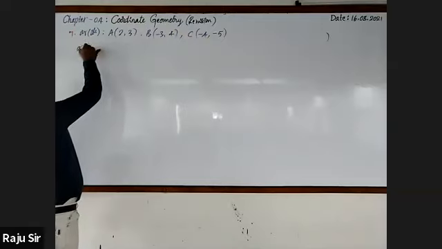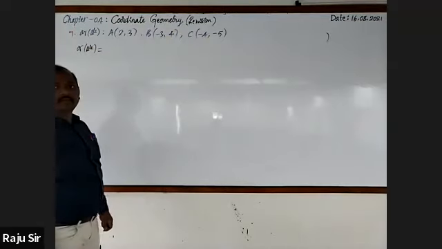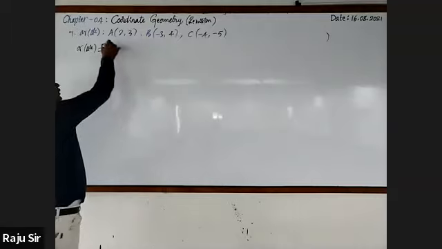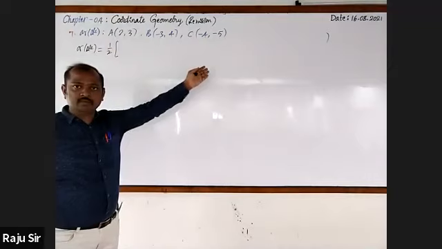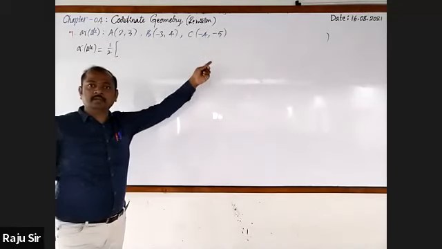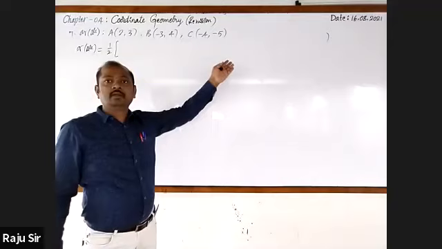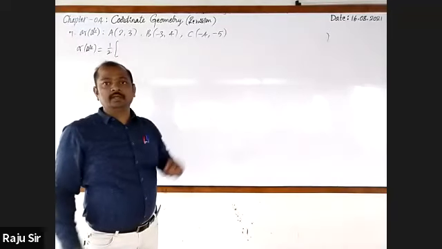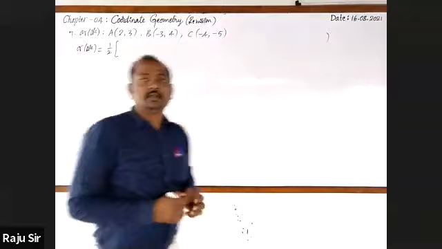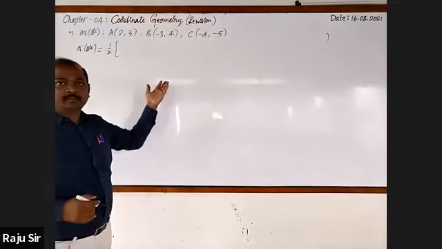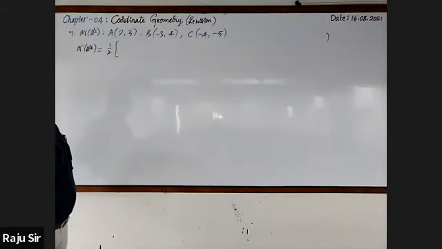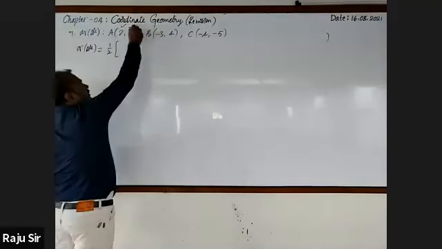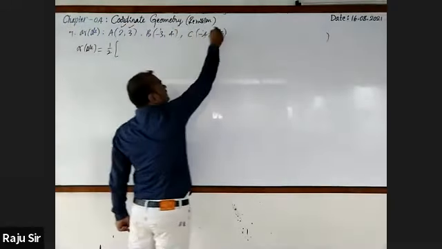Area of triangle, we have a formula: half into x1 into (y2 minus y3) plus x2 into (y3 minus y1) plus x3 into (y1 minus y2). Siddharth, hope you are writing. Just observe it. I will find out what it is. Here this is x1 y1, this is x2 y2, this is x3 y3.